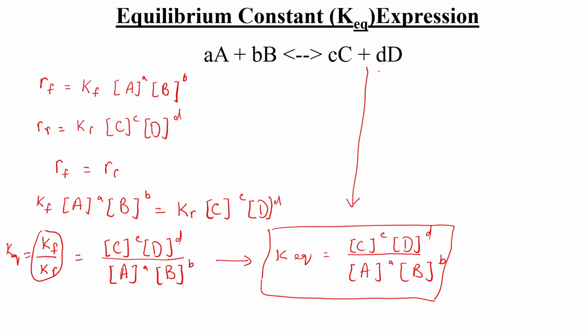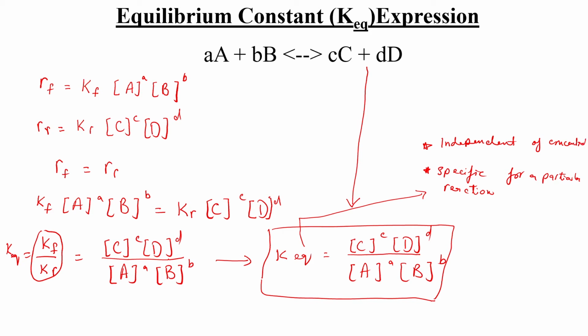based on the balanced equation. So the things to remember about the equilibrium constant are the same as we did for the constant for the forward and reverse reaction: it is specific for a particular reaction, independent of the concentration, depends on temperature, and is also unitless.